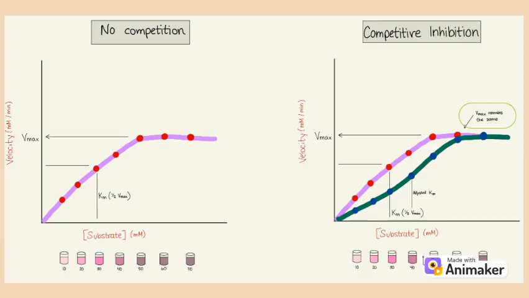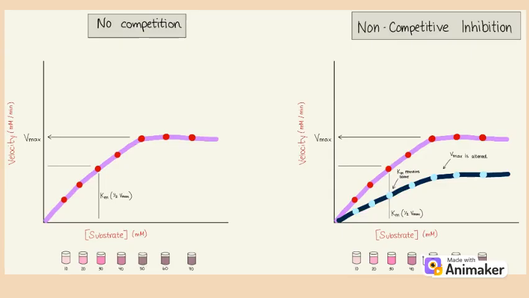However, the Vmax stays the same because if you add enough substrate, it can outcompete the inhibitor and fully saturate the enzyme. Lastly, we can compare no competition and non-competitive inhibition. In non-competitive inhibition, the inhibitor binds to a different part of the enzyme, not the active site, called an allosteric site. This changes the enzyme so that it can't work properly, even if and when the substrate binds.